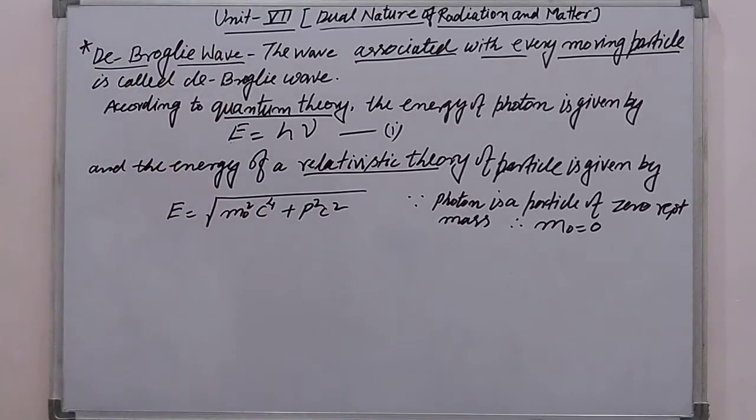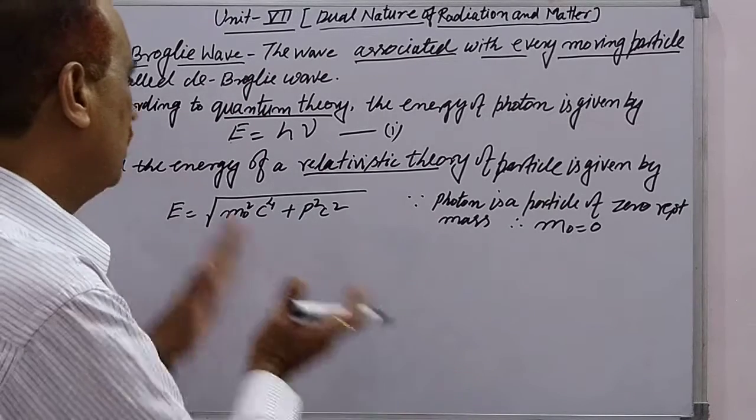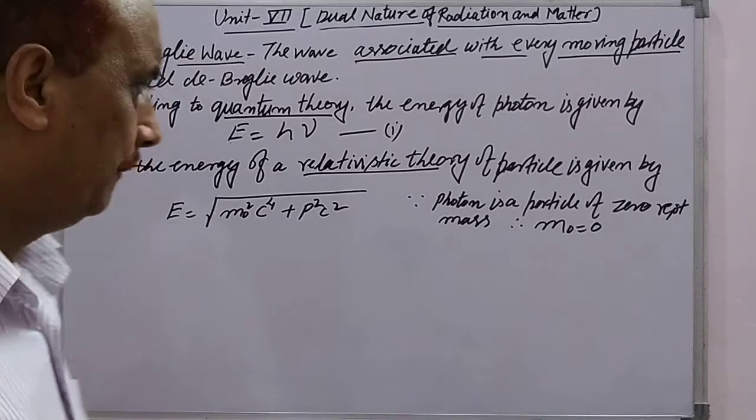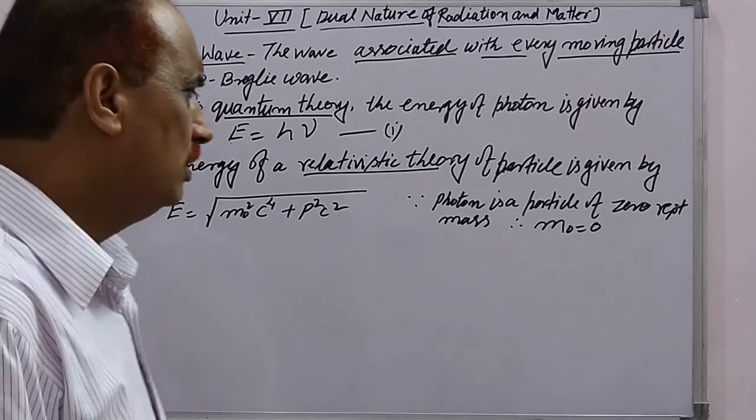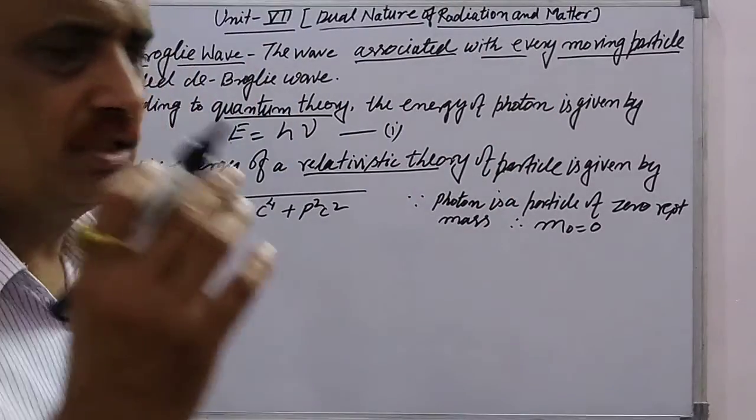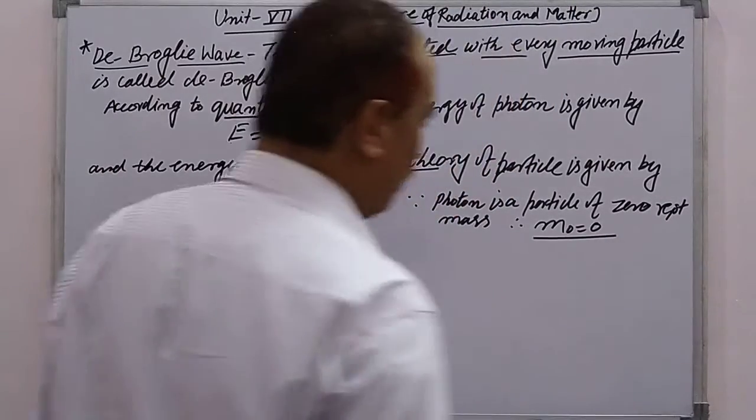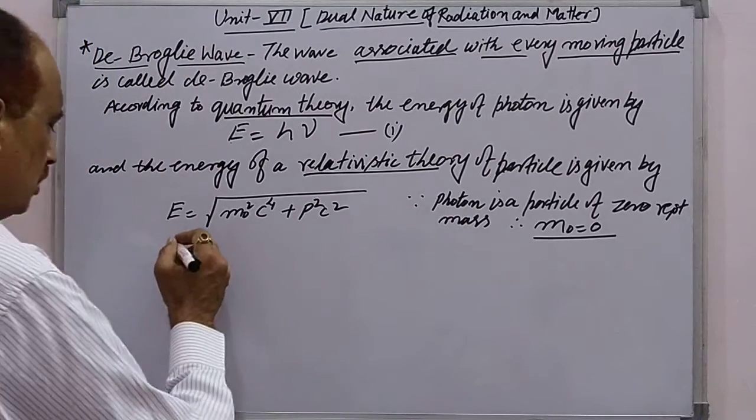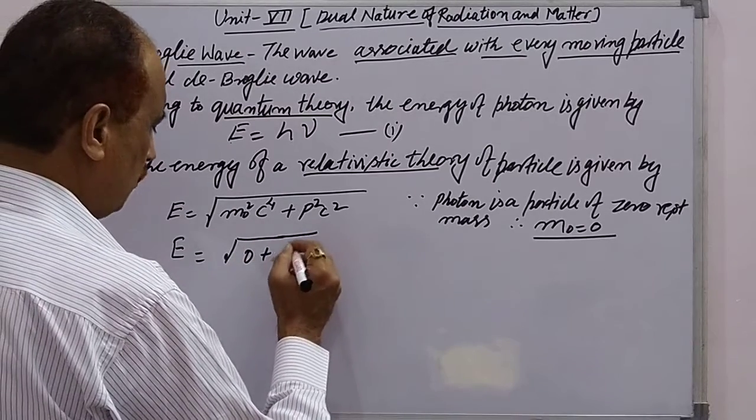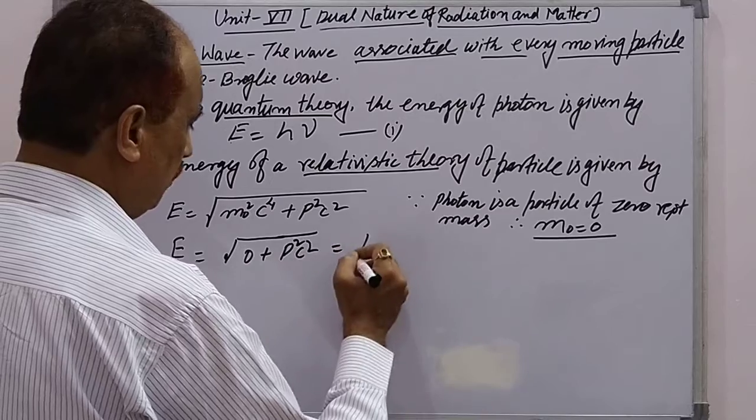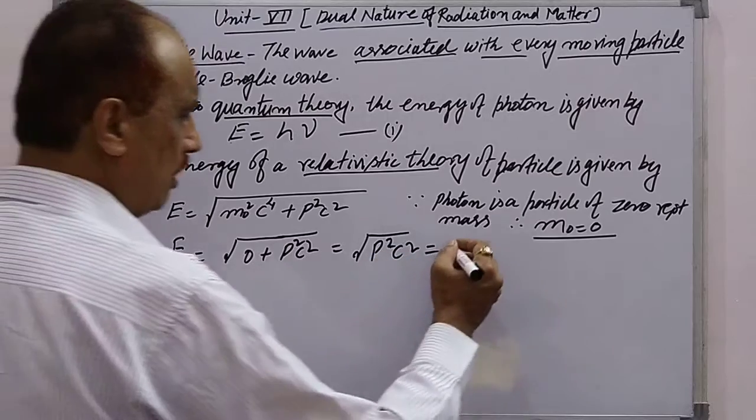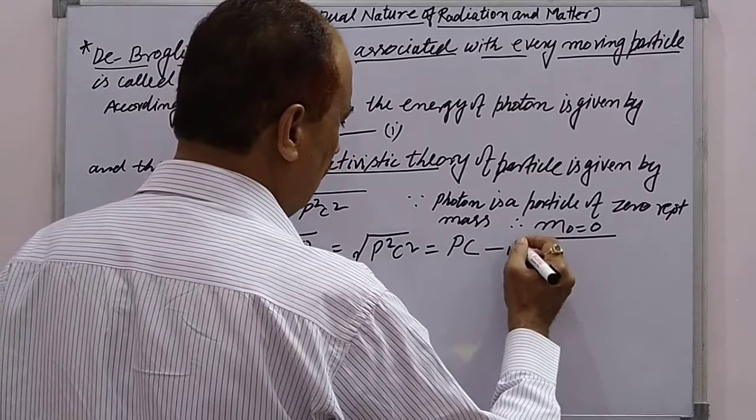Now when we combine these two theories, we can find the relation for the de Broglie wave. We know that a photon is a particle of zero rest mass, meaning the rest mass of the photon is always 0. So we use m naught equal to 0. Now put m naught equal to 0. E will be equal to the square root of 0 plus p square c square, which is the square root of p square c square, that is equal to pc, and it is equation number 2.